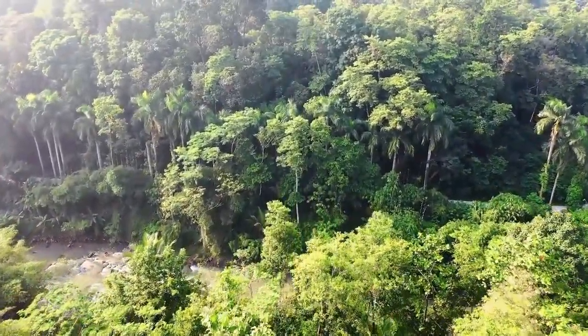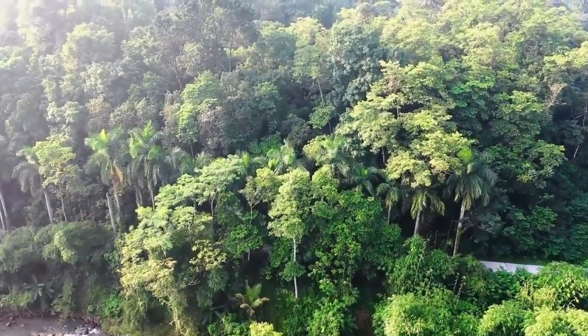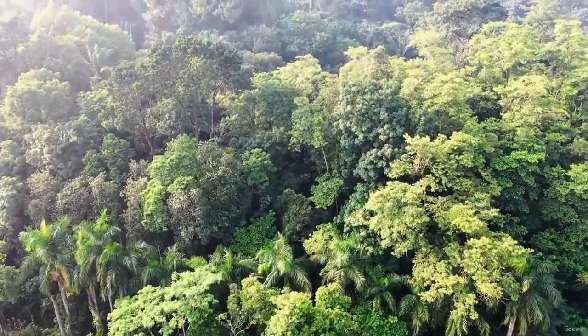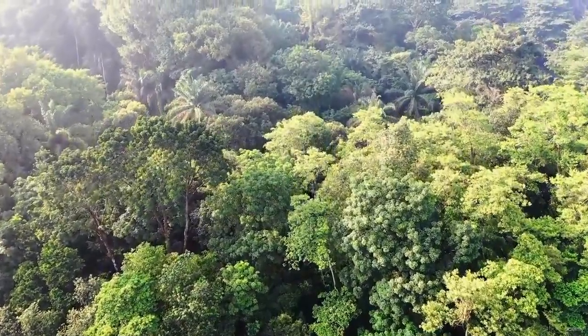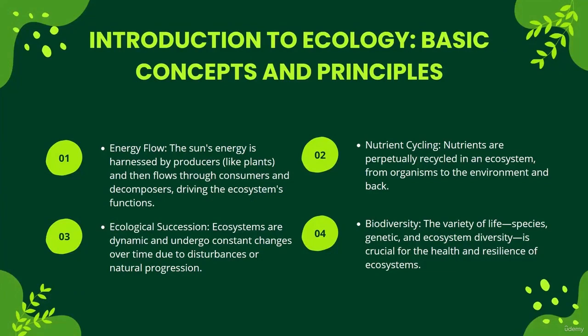There are many plant species and animal species that are extinct. They are no more. Why? Because during the process of ecological succession, they got extinct. So ecological succession is a continuous process which happens over hundreds and thousands of years.